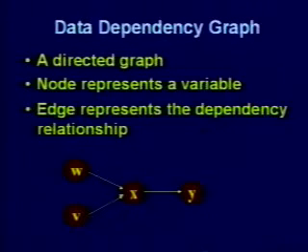And if we can establish the dependence relationship from all the statements in the program, then we can build a data dependence graph. A data dependence graph is basically a directed graph. Each node represents a variable, and each edge represents a dependence relationship. For example, in this graph, there's an arrow from x to y, which means y depends on x. We build this graph using the information we derived from the program.